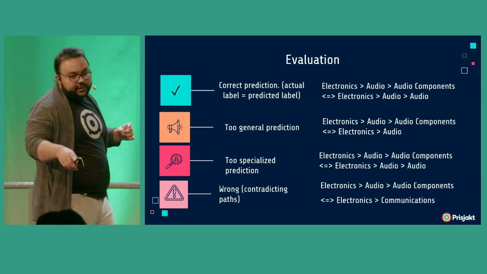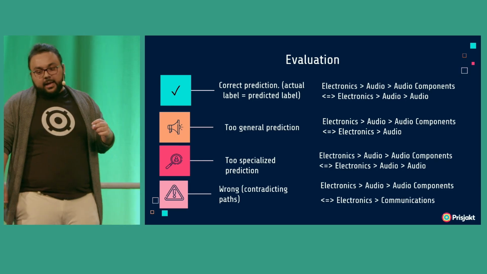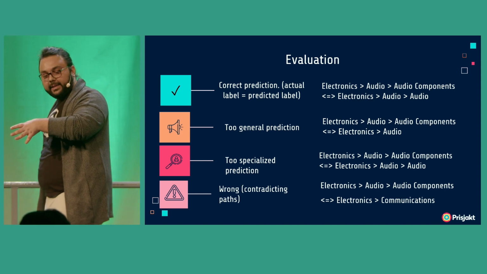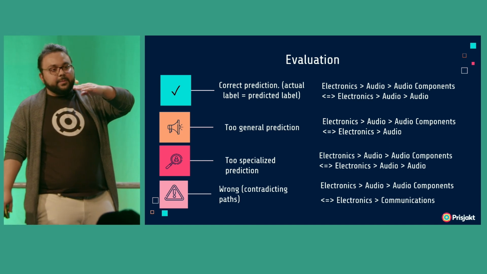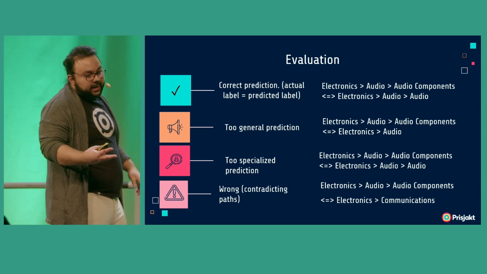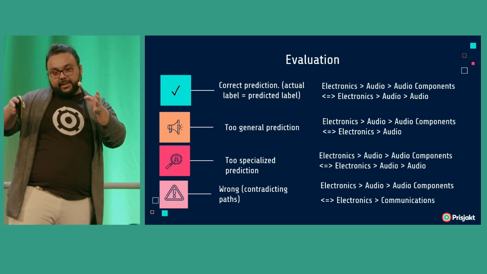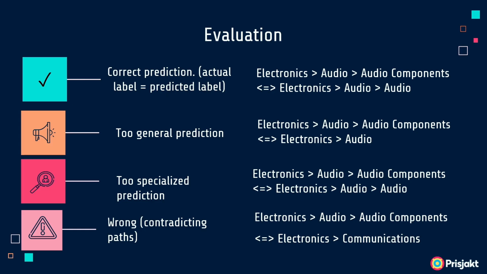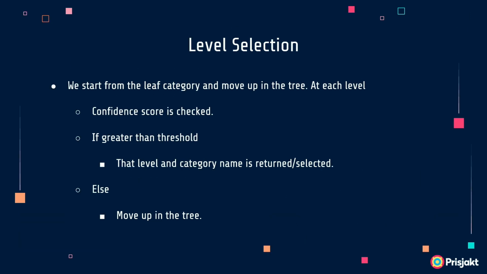The second was too general a prediction, in which, for example, the actual label was at the leaf level, but the model predicted higher up in the category. The third was too specialized: the label was something at level 3, but the model predicted something at level 6. And the last was the wrong category, in which the model was totally wrong. So we assigned different weights to each based on some heuristics.